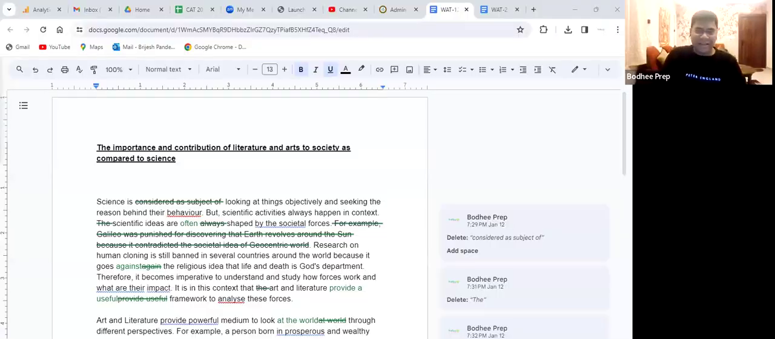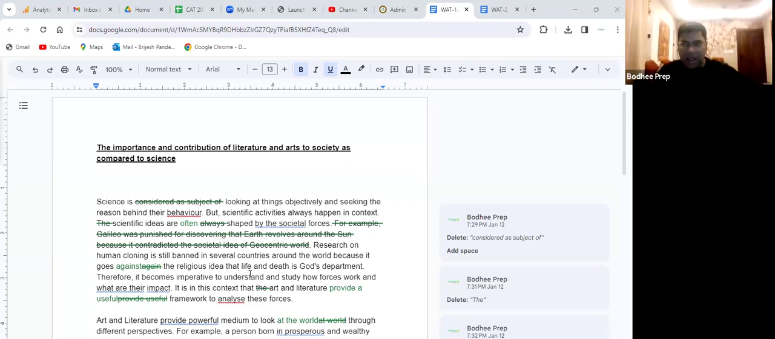The idea today is to give a basic introduction of what exactly WAT is and what things you should keep in mind. I don't know if there is any rule book which can make you a good writer, but I believe that practicing and keeping an eye on some of the fundamental things, these two things are very important. Only then you would be able to do well in that.